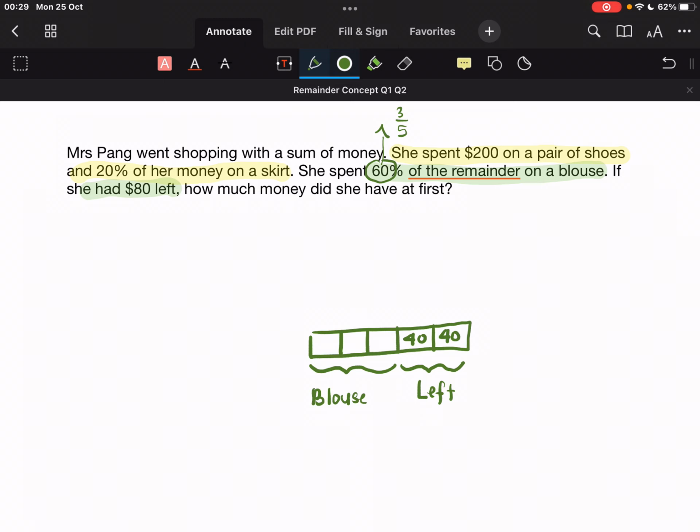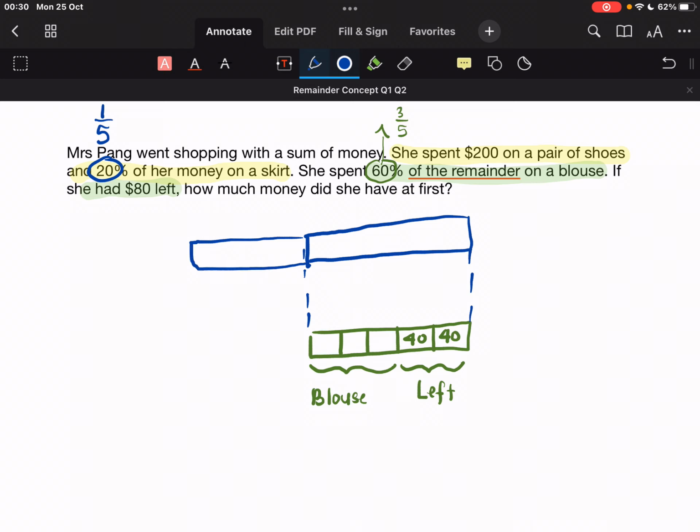She spent $200 on a pair of shoes and 20% of her money on a skirt. Okay, so this, like I say, is the second layer, correct? So I'm going to draw this upwards like this. And I'll draw the model here. Okay, so this will be the remainder, the remaining part here. And over here, not to forget, $200 on a pair of shoes and 20% of money on a skirt. Now 20% is 1/5, correct? So I'm going to draw this $200 and a 1/5.